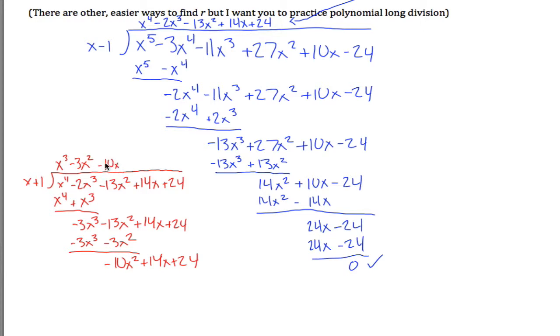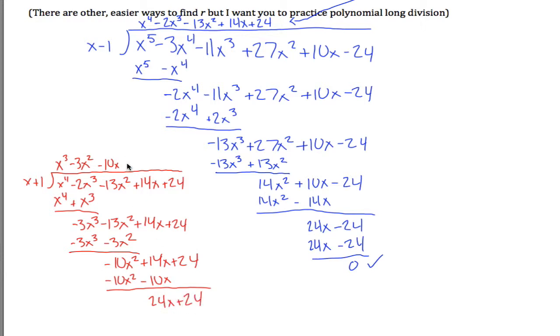Get rid of this negative 10x squared by putting in negative 10x up here and multiplying that by x, you get negative 10x squared. Negative 10x times positive 1 is just negative 10x. And subtract. 14 minus negative 10 is the same as 14 plus 10, which is 24x.